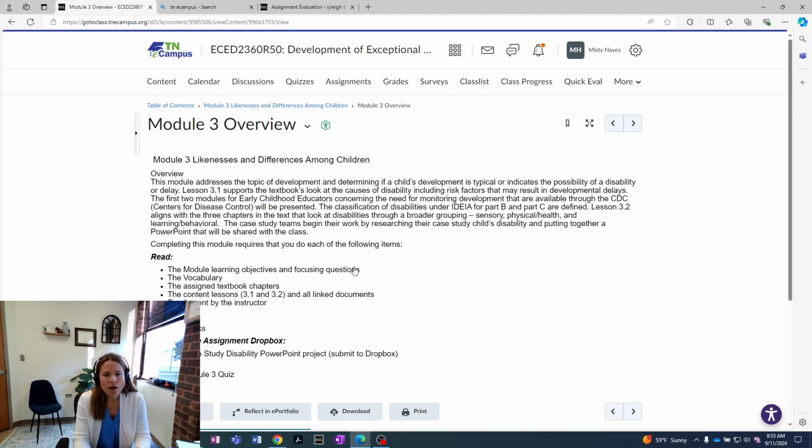And we start off really looking deep into our textbook and looking at what are the risk factors of this disability. We're looking at what may result in developmental delays for a child. So the first two modules really look at the need for monitoring the development of that child, right? So we look at IDEIA, Part B and Part C, and how they define and classify these disabilities or exceptionalities. And then in our second lesson, really looking at, in the textbook, a broader grouping, right? So we put them under categories like sensory, physical health, learning and behavioral.